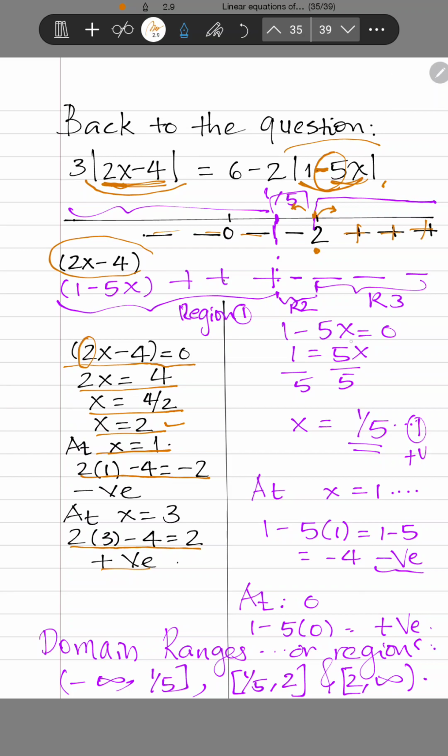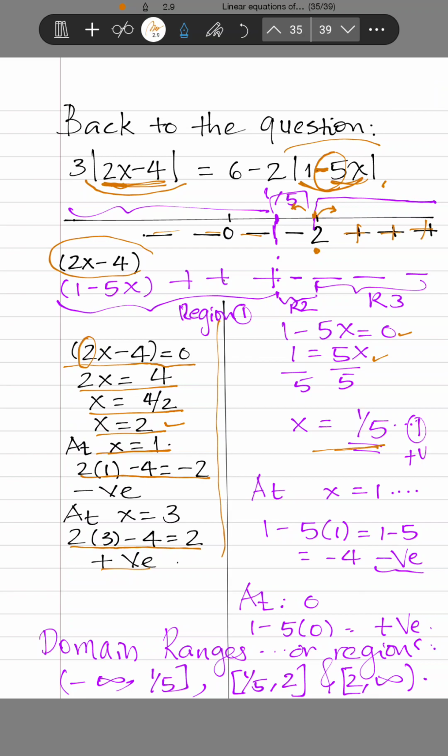Let's now see the other expression, and we do the same thing as we have done here. The main steps are: find a critical point or a 0 point, take one testing point on the left of the critical point, take another testing point on the right, find out which one is negative and which one is positive, and show it on the number line. So 1 minus 5x is equal to 0, 1 is equal to 5x, then x is equal to 1/5. 1/5 is the critical point, a point where the expression is 0.